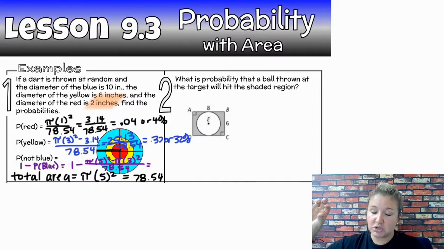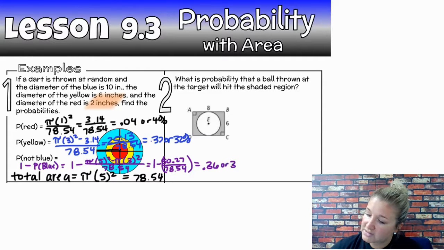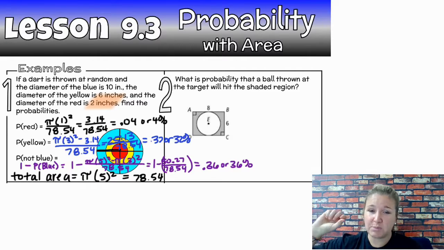Once you divide those two, you'll do 1 minus that. This is 1 minus 50.27 divided by 78.54. I did this all in one step: I put this in parentheses, and then I did 1 minus that, and you get 0.36 or 36%. So the likelihoods of hitting yellow and not blue are pretty close together, about the same. What you'll notice is that the probability of not blue is the probability of red plus the probability of yellow. That makes sense, because those two are not the blue. So that's how that works.